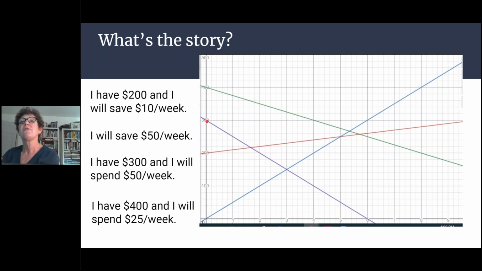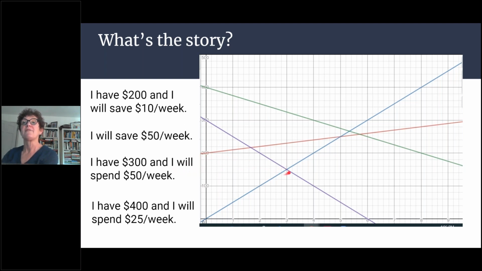So if I start at 300 and I spend $50 in my first week, then I should have $250, which this graph represents. By my second week, I should only have $200. So this is working out. This is where this graph is going.